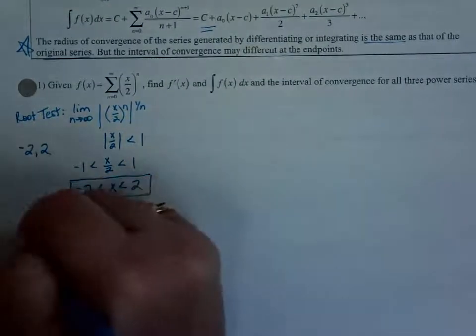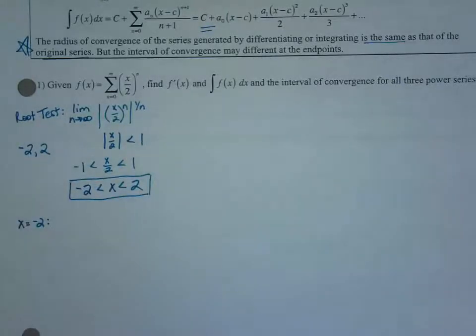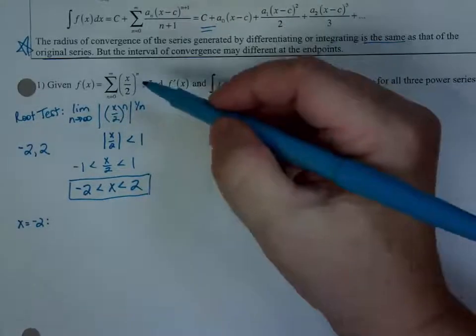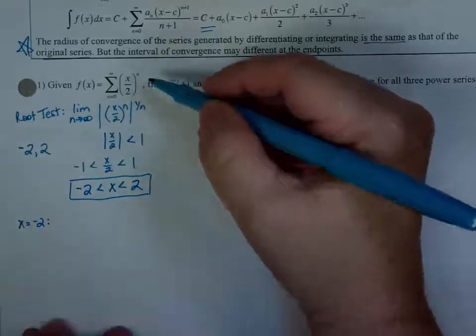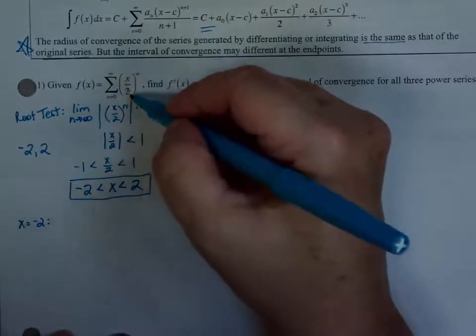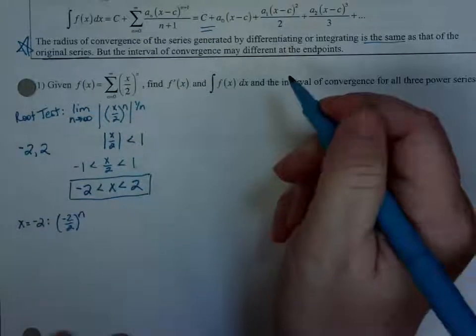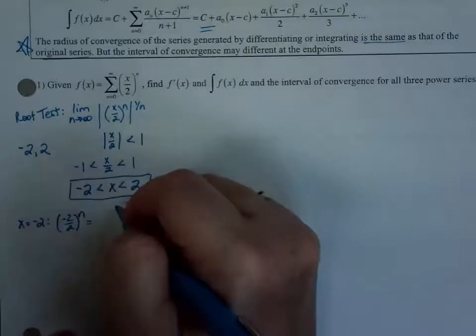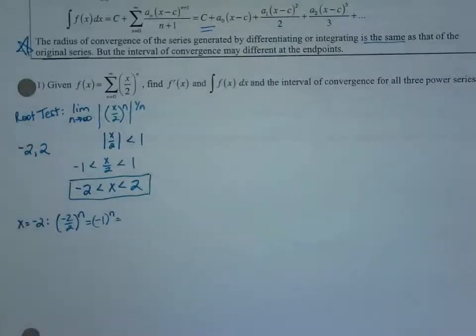So we're going to test x equals negative 2 first. How do we test it? We go back to the original problem. We plug -2 in for x and see what happens. This will be -2 over 2 to the nth power, which reduces to what? -1 to the n. Now, after we've done this a couple times, you're going to see the same kinds of things happen over and over again. We're going to write it out the long way now, and then eventually we're going to just know.